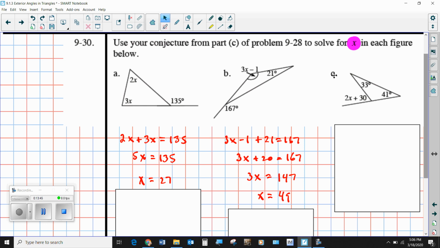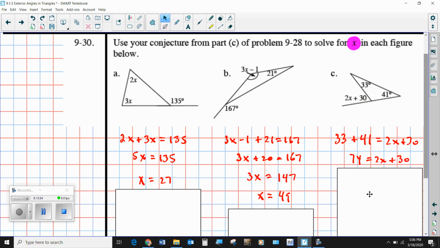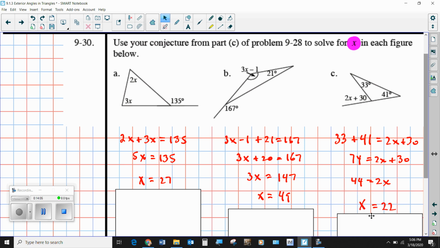For triangle C, these are the two remote interior angles, so we're going to add those together, and they will be equal to 2x plus 30. So that means that 74 is equal to 2x plus 30. Now we'll subtract 30 from each side, then divide by 2. That means for triangle C, x had to be equal to 22.